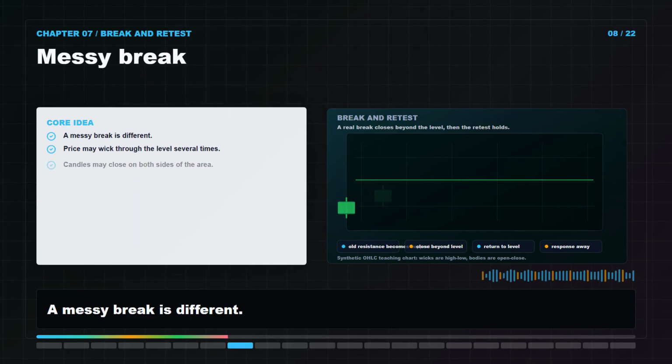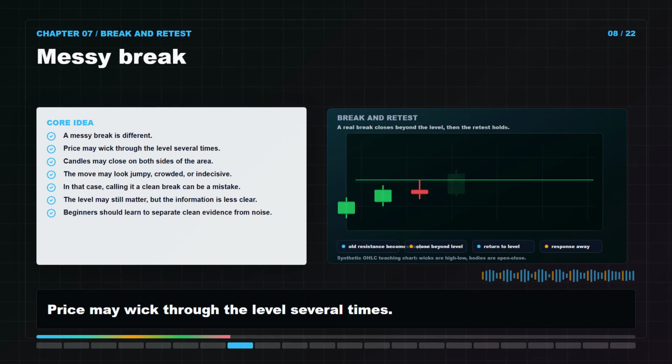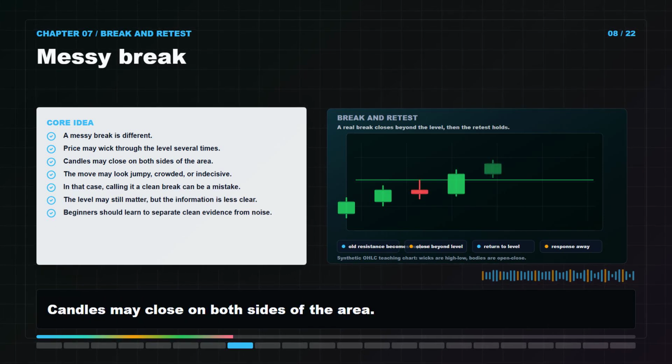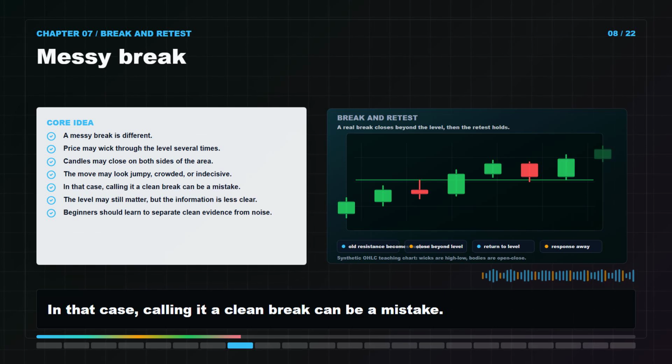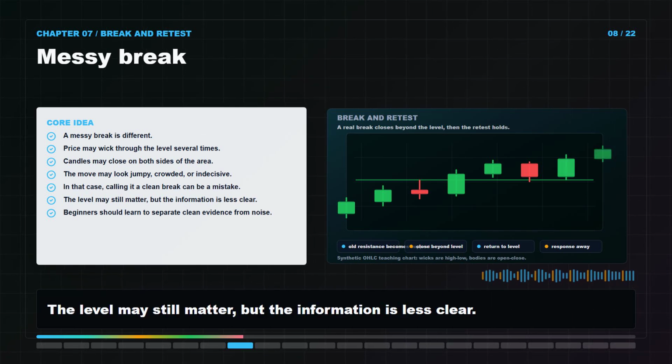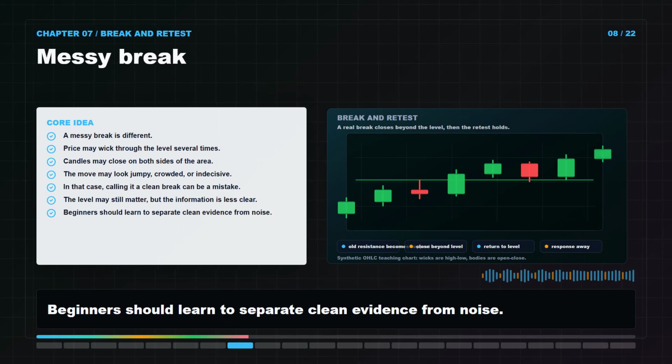A messy break is different. Price may wick through the level several times. Candles may close on both sides of the area. The move may look jumpy, crowded, or indecisive. In that case, calling it a clean break can be a mistake. The level may still matter, but the information is less clear. Beginners should learn to separate clean evidence from noise.